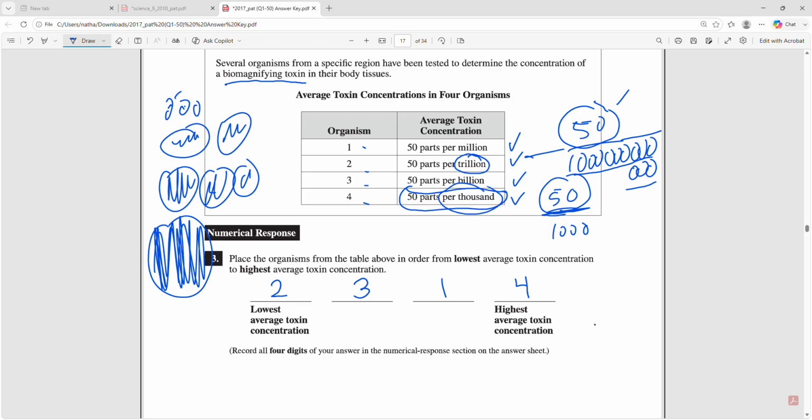The smaller this number, the more concentrated it is, right? So we had the lowest toxin concentration is the 50 per trillion. And then the next one, billion, is the next largest number. It's not as big as trillion, but it's the next largest out of all of these. So it's also the next least concentrated. So 50 out of a billion is still pretty low, but it's more concentrated than if it were out of a trillion. And 50 parts per million, and finally 50 per thousand. That's a high concentration.